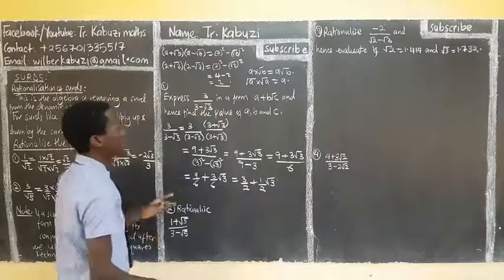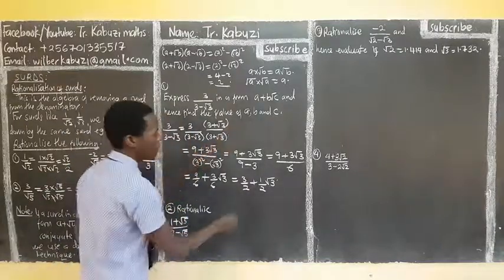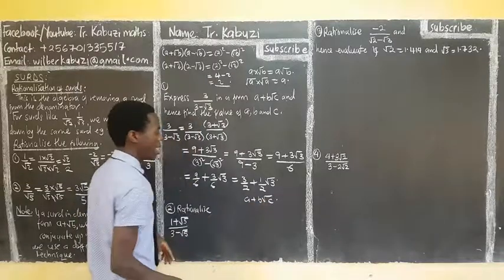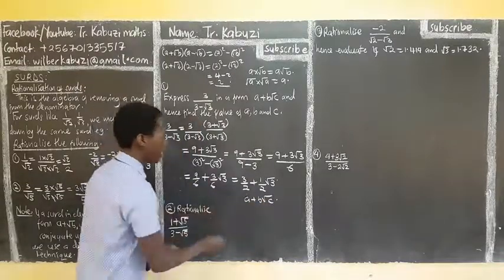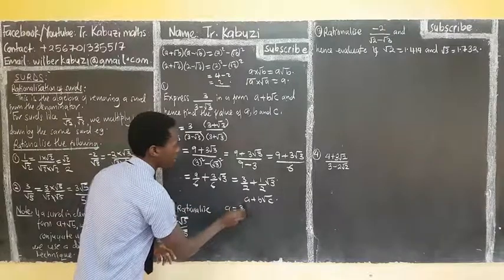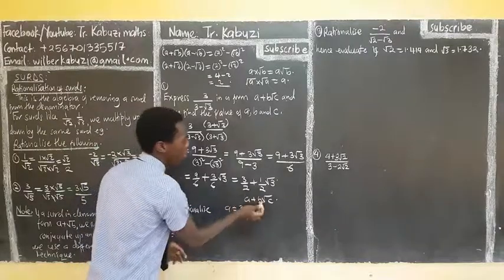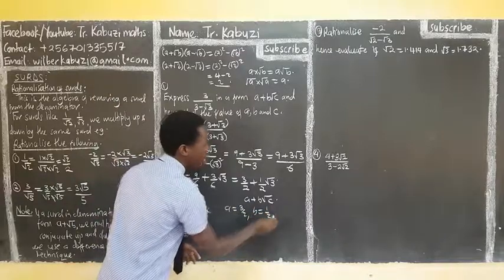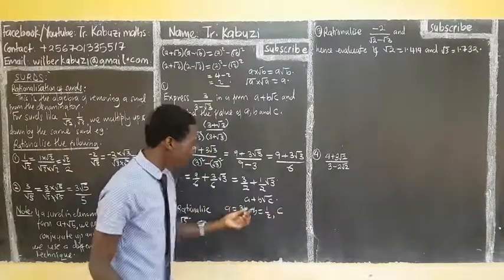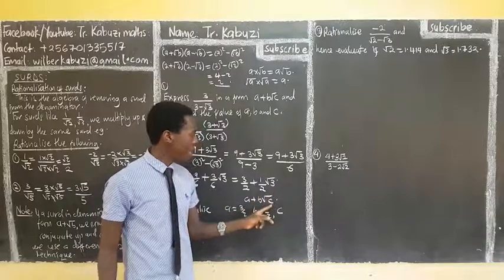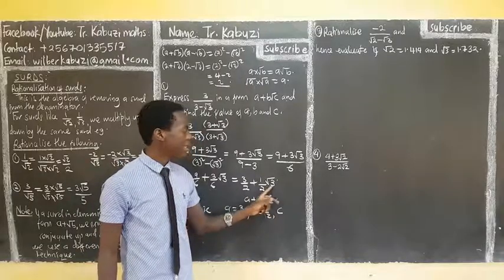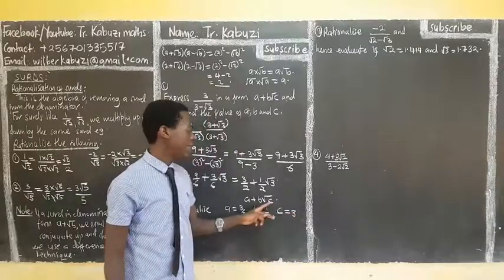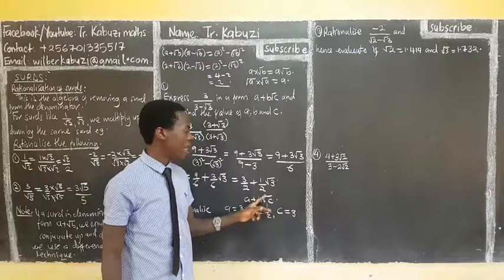Now you see, the whole of this is in the form a plus b root c. To get the values, our a is 3 over 2, our b, the coefficient, will be a half. Then our c, be careful: c is what is under root. So our c is 3. You see that c is what is under root.